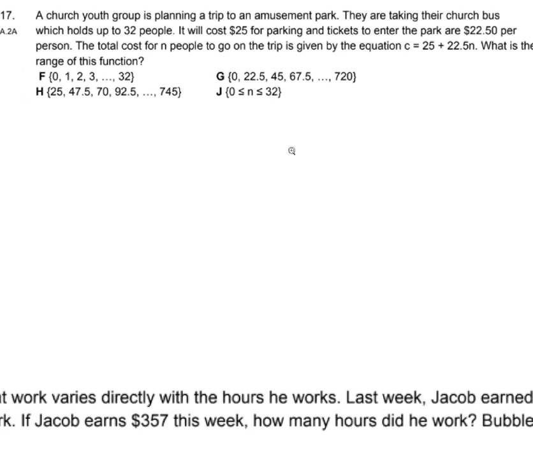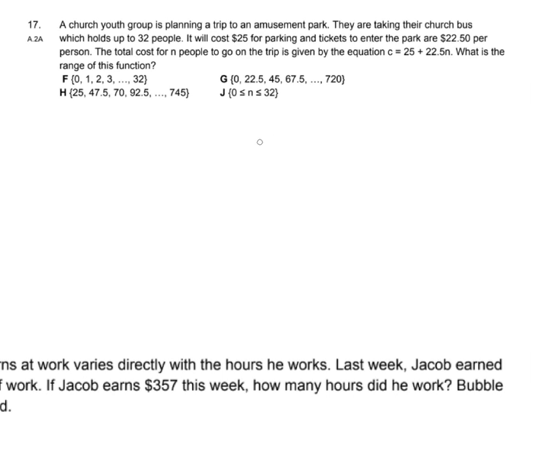So a church group is planning a trip to an amusement park. They are taking their church bus, which holds up to 32 people. It will cost $25 for parking, and tickets to enter the park are $22.50 per person. The total cost for n people to go on the trip is given by the equation C is equal to 25 plus 22.5n. So all of this talk here, they literally wrote the equation for it right there.